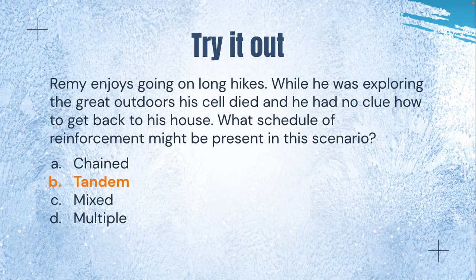All right, if you said tandem, you are spot on. So again, chained and tandem are very similar. It's completing a behavior chain. So like following directions, that's a behavior chain. If he had his cell phone, it would be chained, but since his cell phone died and he has no clue how to get back to his house, this is tandem. We don't know how to get back.